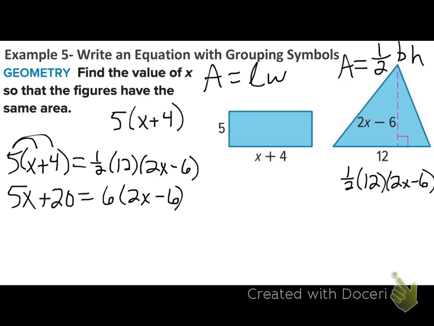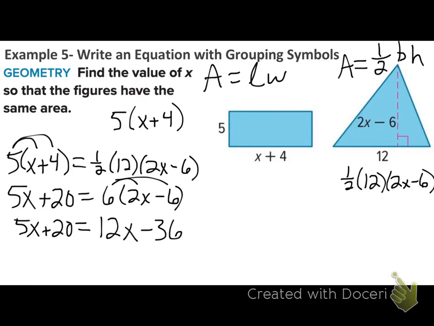Can I simplify the left-hand side anymore? No. Can I simplify the right anymore? Yeah. What can I do now over here? Distribute. So I'm going to bring my left side down, 5x plus 20. What's 6 times 2x? 12x. 6 times negative 6? Negative 36. Are we okay with that? Can I simplify the left side anymore? No. Can I simplify the right side anymore? No. So I've simplified both sides of my equation as much as I can.